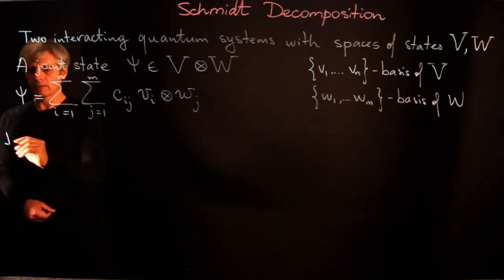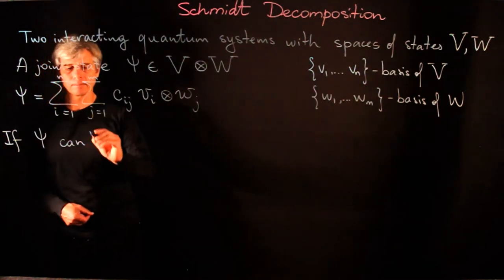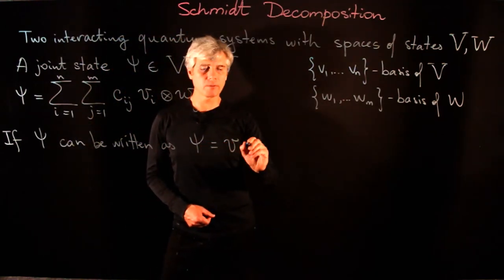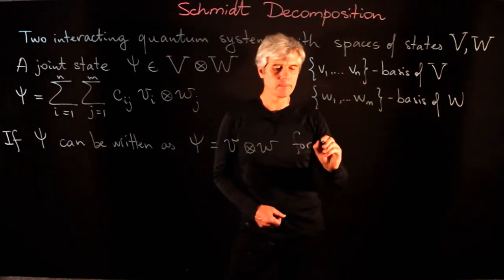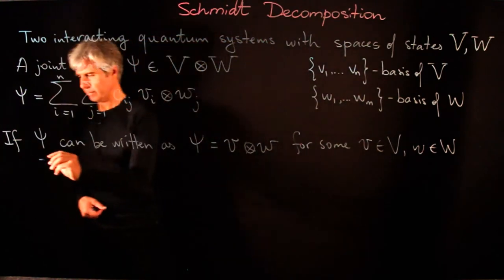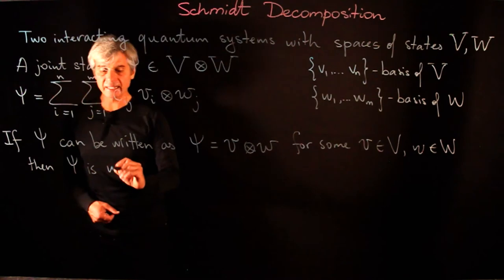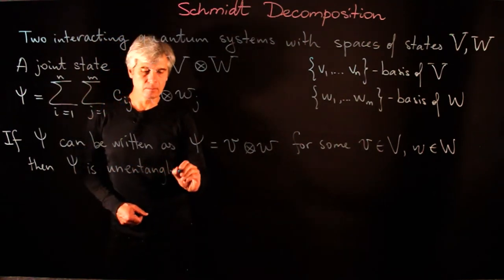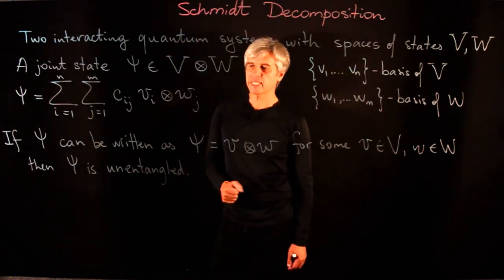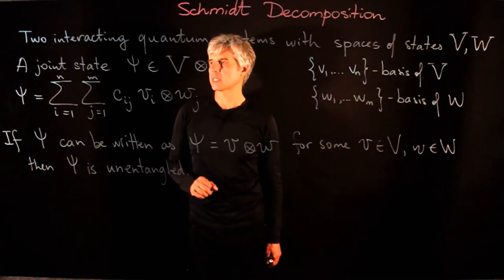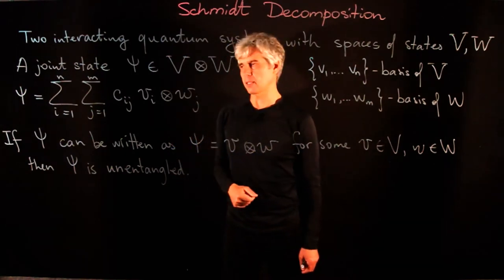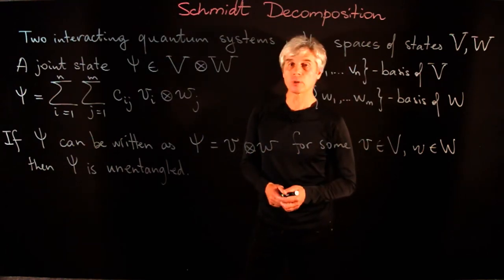And if psi can be written as a simple tensor product, v tensor w, for some v in V and w in W, then psi is unentangled. But the majority of states in this tensor product space are entangled states. So what we want to understand today is when such states are unentangled, and if they are entangled, how far are they from an unentangled state?